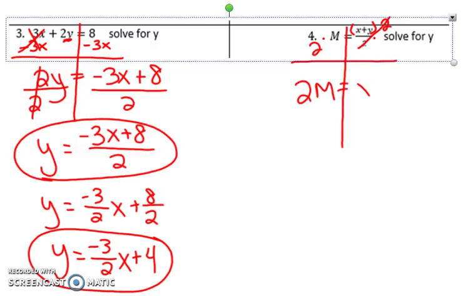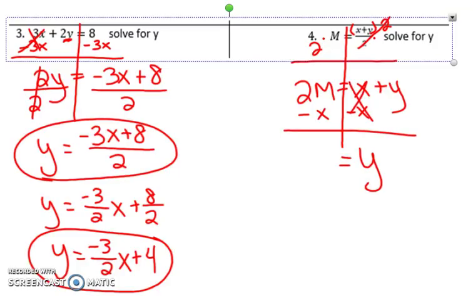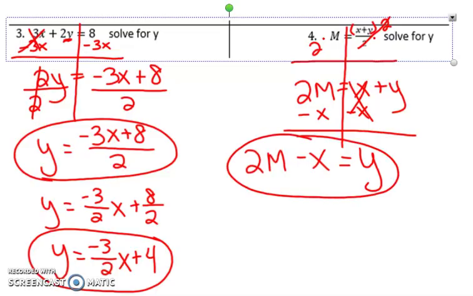So 2m equals x plus y. Well, now we're left with just the grouping symbols, so we can simplify that down. If I'm solving for y, I need to bring x to the other side. The opposite of positive x is subtracting x. Those cancel, and we're left with y equals. 2m and x don't have the same variable or the same exponent, so we're just going to keep it as 2m minus x.